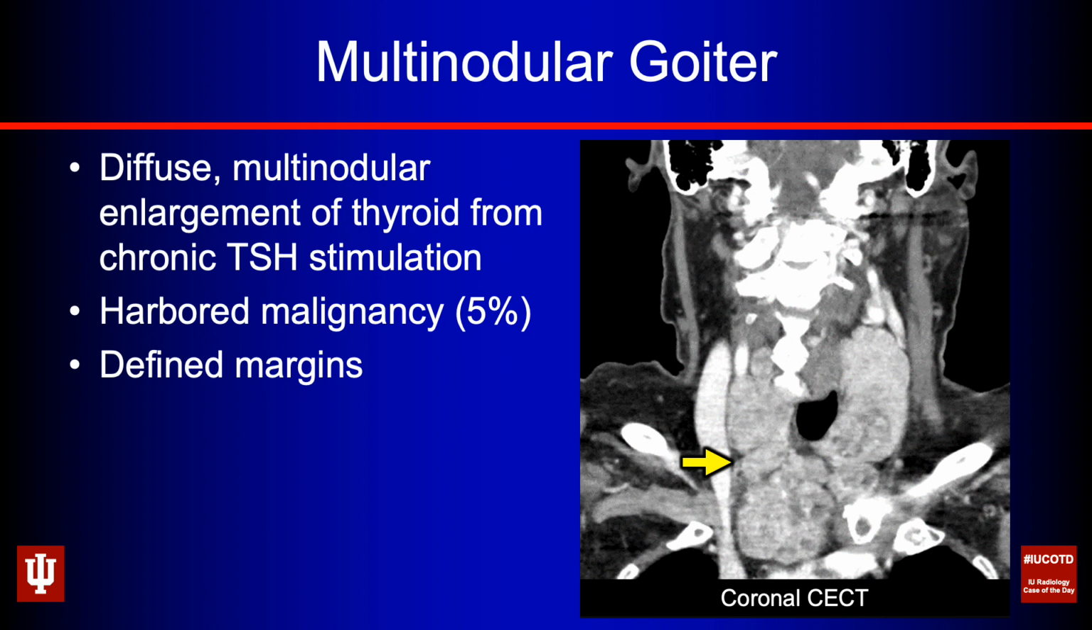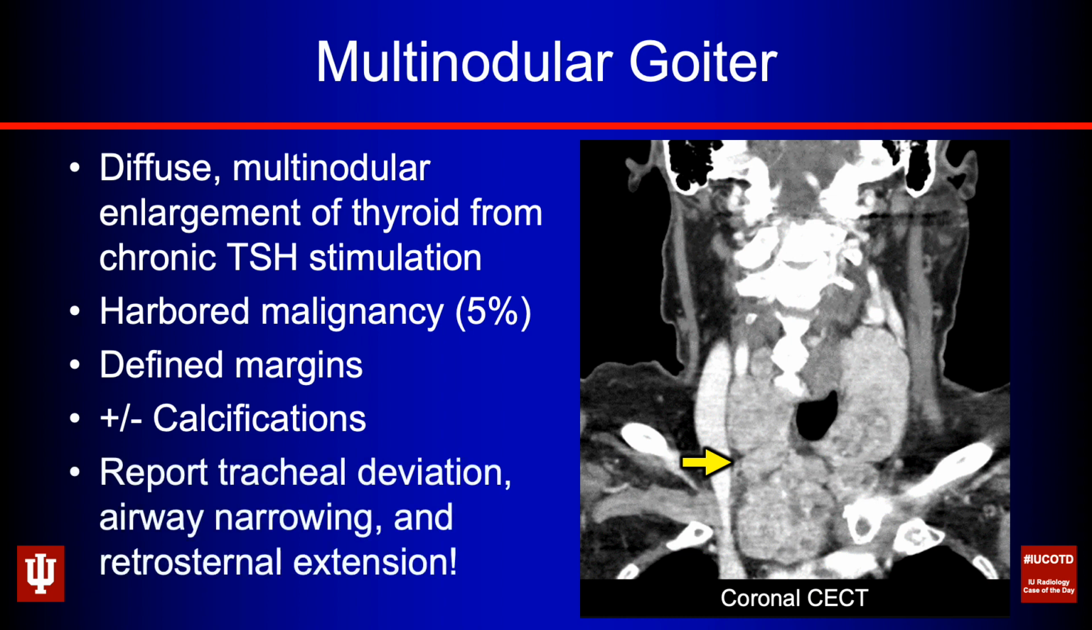Things about multinodular goiters that you need to know as an imager. Well, despite the fact that they are big, they tend to have defined margins, so it doesn't look like it's aggressively invading structures around it. Rather, they sort of push things away. They may or may not have internal calcifications. They may or may not have internal hemorrhage for that matter.